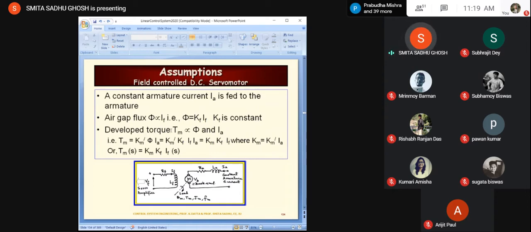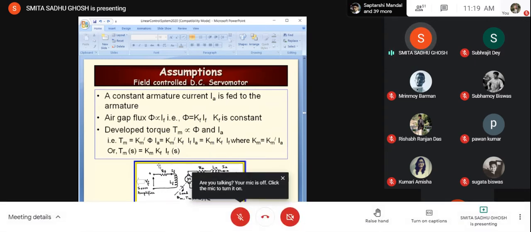So now, if we take the Laplace transform of this final expression, that is Tm is equal to Km Kf If, so Tm(s) is equal to Km Kf into If(s). So this is actually the transformed equation of the developed torque, and we find that it is equal to some constants into the field current If. So in short, that boils down to the fact that the torque developed over here in the field controlled DC servo motor will be actually proportional to the excitation current flowing in the field side.